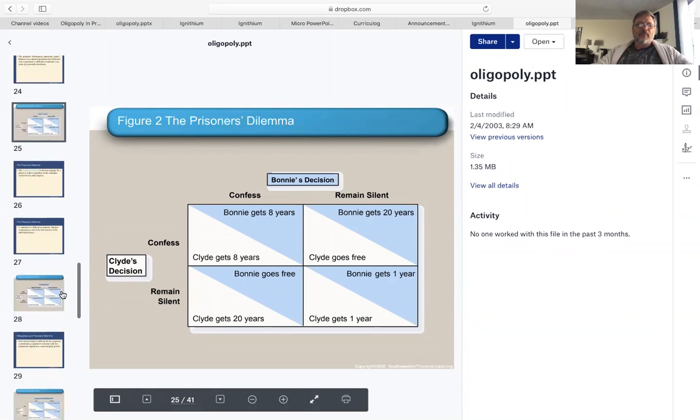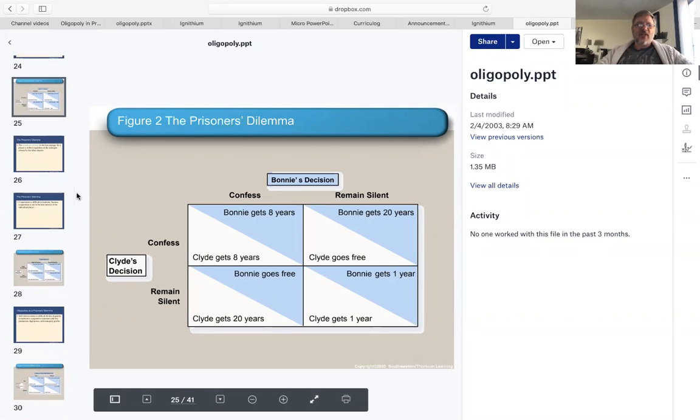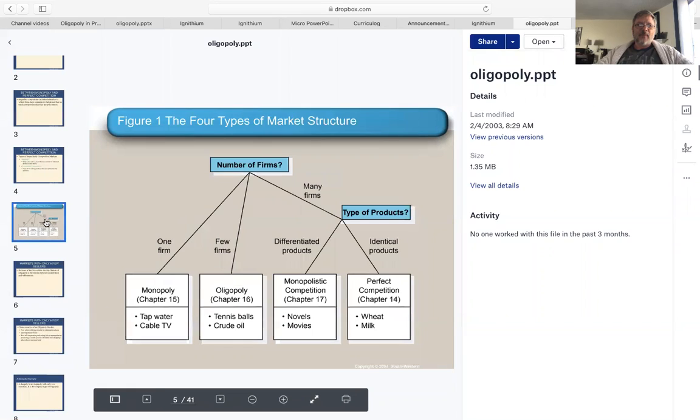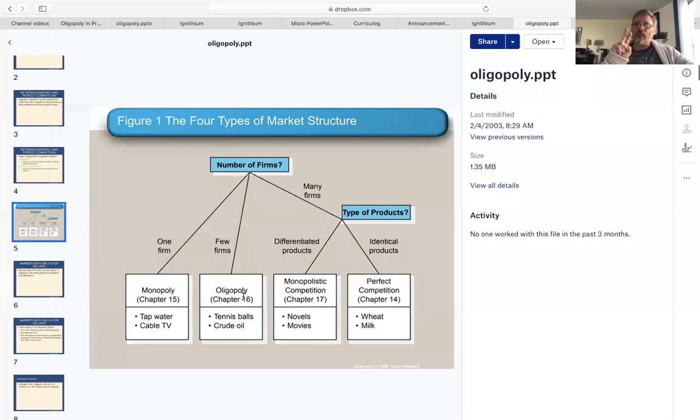To see where we want to go, there are a couple of different industry structures, and we mentioned them in an earlier chapter. It basically looks like this. You have two questions: how many firms are there in an industry, and what are the types of products? If you have just one firm, then you have a monopoly. If you have a few firms, we call that an oligopoly. The simplest example of oligopoly is where you have just two firms, and that's called a duopoly.